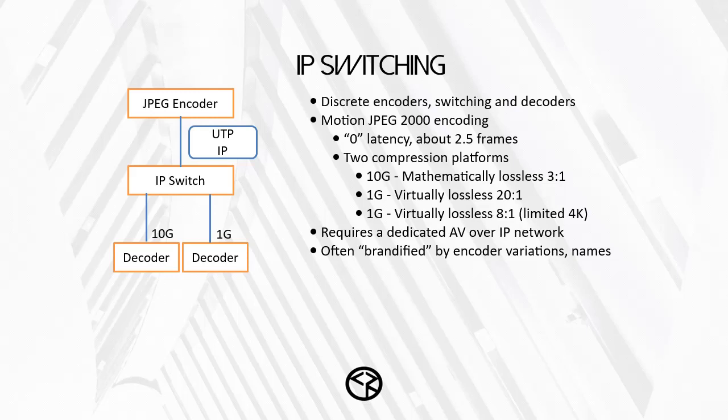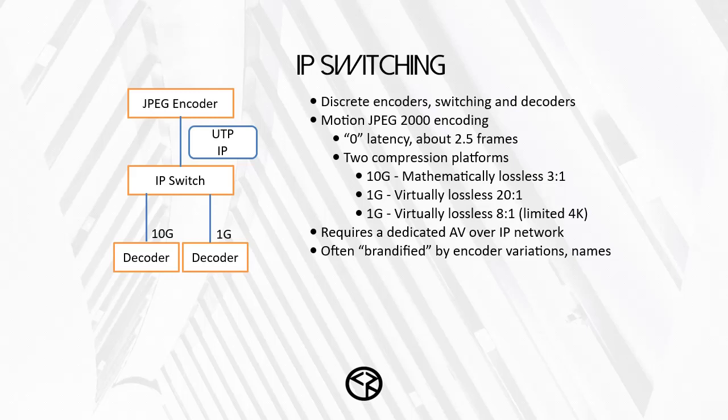All are based on some version of MPEG encoding. It's called Motion JPEG 2000. It's a stream composed of individual compressed JPEGs with audio and control and other features added. Because you have individual frames, there's very little latency switching from one stream to the other stream.